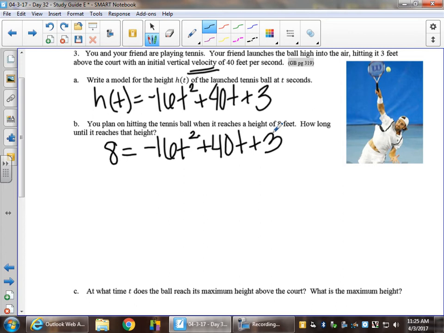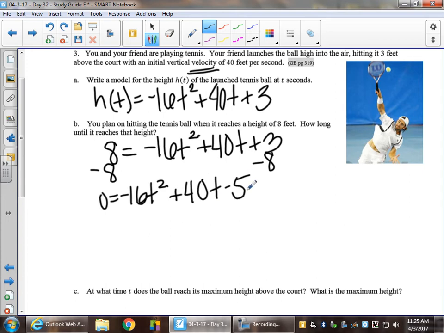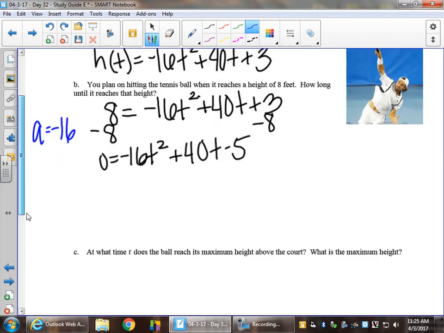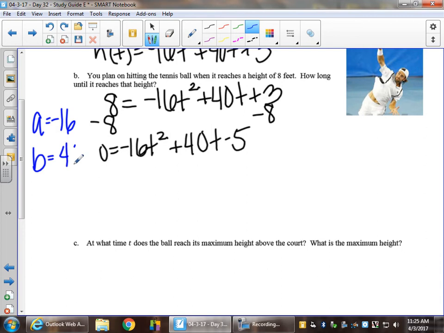We have to get it to equal 0, so we have to subtract 8. And then we're going to do the quadratic formula. There's no word maximum. There's no how high is something going to get. So we're going to do the quadratic formula. What is my A? What is my B? And what is my C? So right now I want you guys to do the quadratic formula. What is the quadratic formula? Negative B plus or minus the radical of B squared minus 4AC all over 2A.